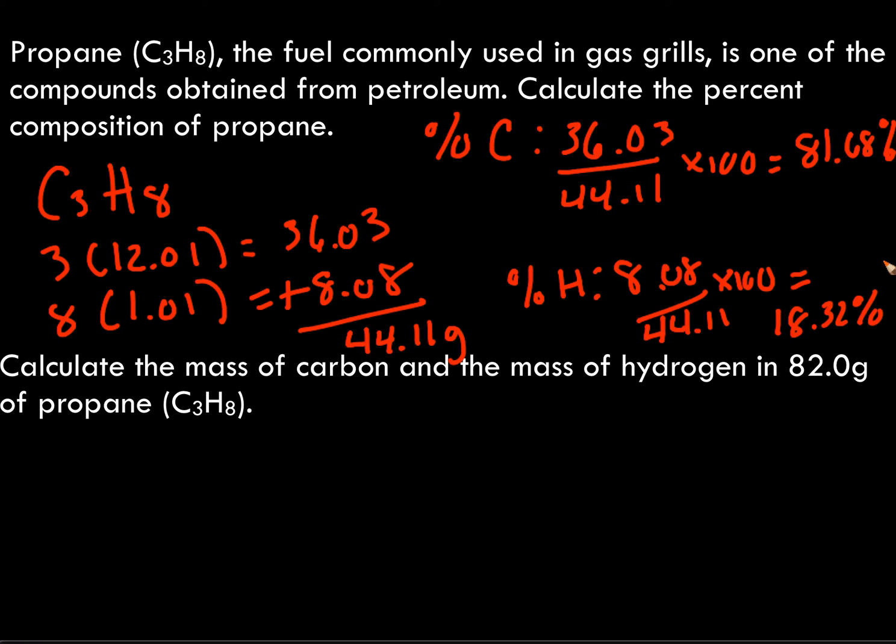Now, if a problem just asks you for a specific element percent composition, just do that. You don't have to do all of them. But if they ask you for the whole percent composition of a molecule or an ionic compound, you need to make sure you do that. In the last example, it says calculate the mass of carbon and the mass of hydrogen in 82 grams of propane. So it's just a piggyback problem off what we have already.